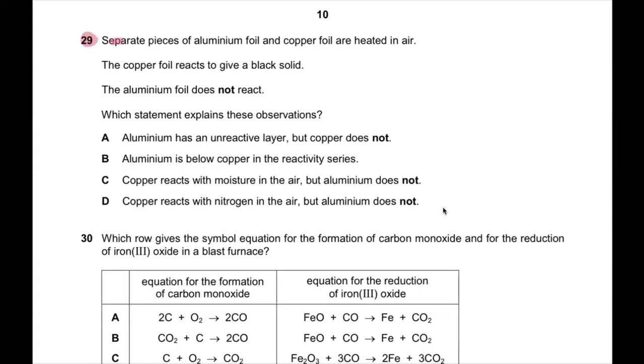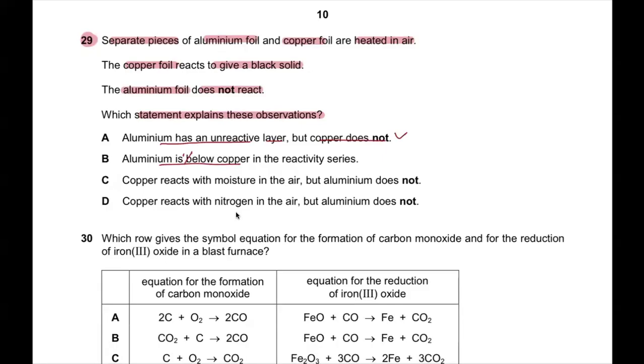MCQ number 29. Separate pieces of aluminum foil and copper foil are heated in air. The copper foil reacts to give a black solid. The aluminum foil doesn't react. So we know that aluminum forms an oxide layer, which is protective and doesn't let the oxygen or water enter and react with the metal atoms inside. Which statement explains these observations? Aluminum has an unreactive layer, but copper does not. Yes, it seems correct, and that's what we have discussed and studied.